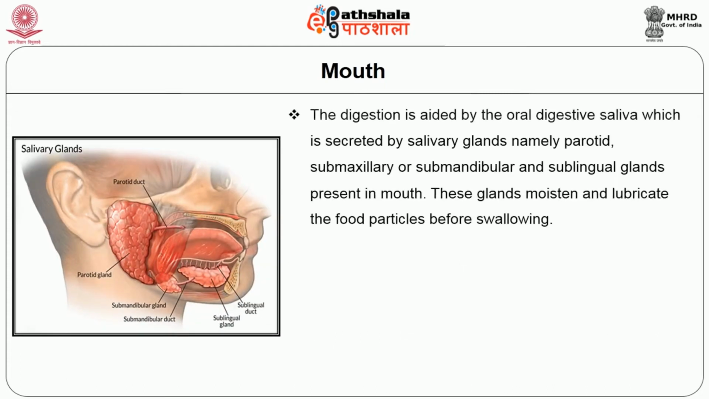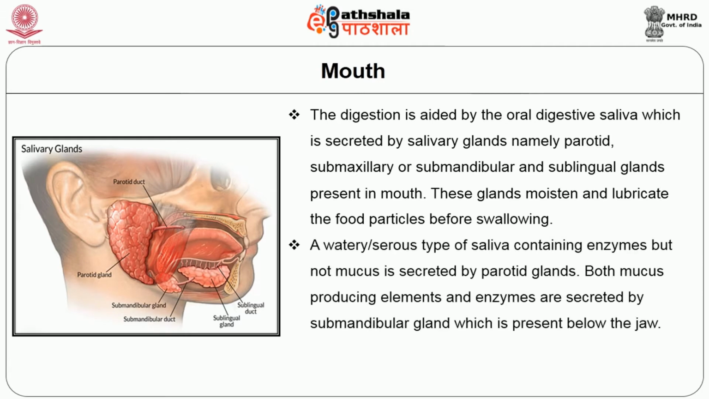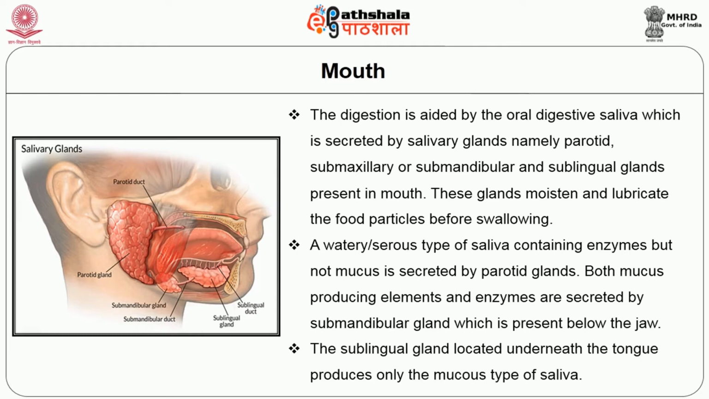The digestion is aided by the oral digestive saliva, which is secreted by salivary glands, namely the parotid, submaxillary or submandibular, and sublingual glands present in the mouth. These glands moisten and lubricate the food particles before swallowing. A watery or serous type of saliva containing enzymes but not mucus is secreted by the parotid glands. Both mucus-producing elements and enzymes are secreted by the submandibular gland, which is present below the jaw. The sublingual gland, located underneath the tongue, produces only the mucus type of saliva.